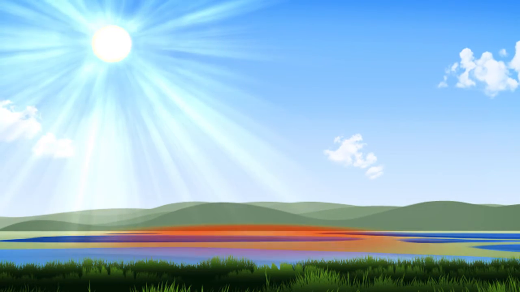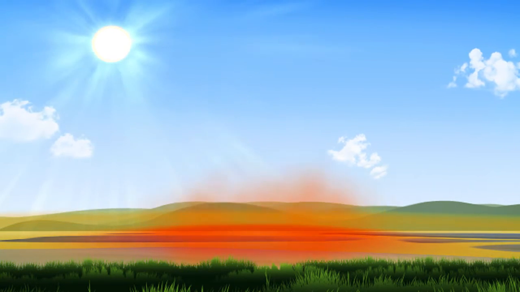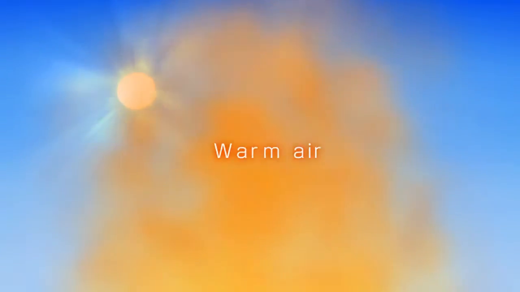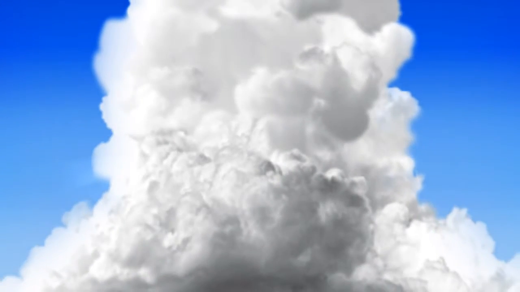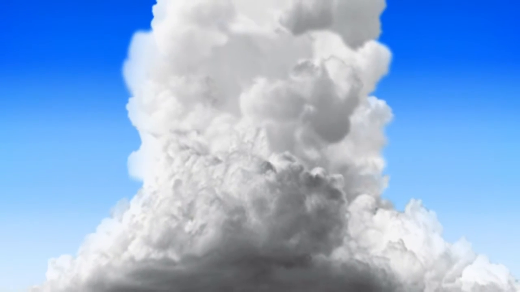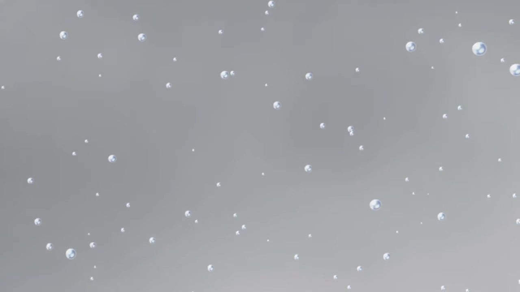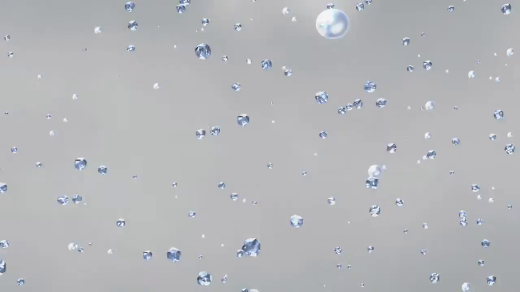When sunlight warms the air, an upward current is created. The warm air is cooled by the colder air above, and clouds are formed. These are called cumulonimbus clouds. The small water droplets inside these clouds are carried further upward by the air currents and turned into ice pellets.